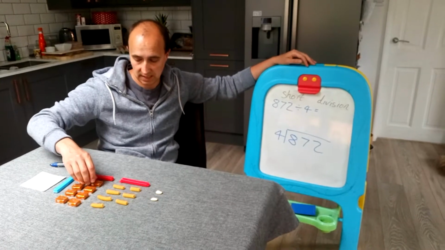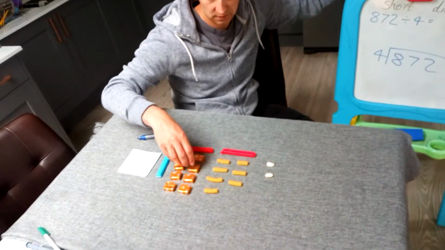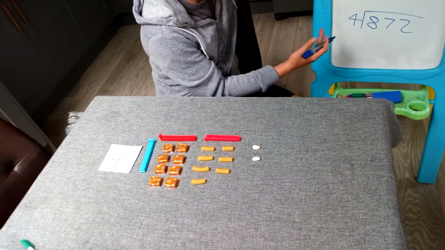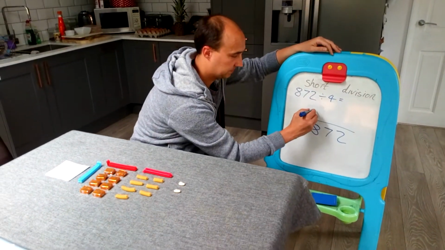And as you can see here, I've put 2 and 2 and 2 and 2. So I've got 200, 400, 600, 800. So each of those 4 people, if you like, has got 200 each.